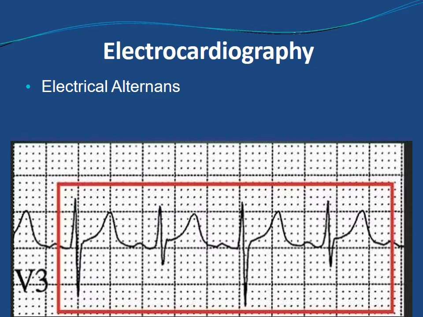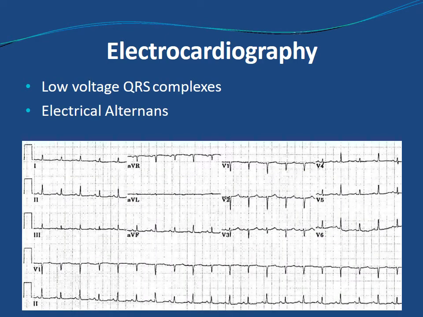This is the ECG of electrical alternans. As we can see, one complex is large, which is preceded by a small complex. It is called electrical alternans. This is a typical ECG in the case of pericardial effusion. As we can see, the small low voltage QRS complexes and electrical alternans. One complex is large and the other complex is small in amplitude and size.